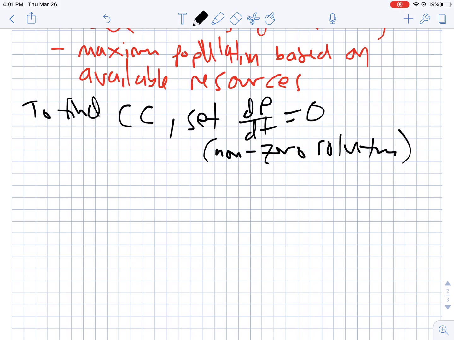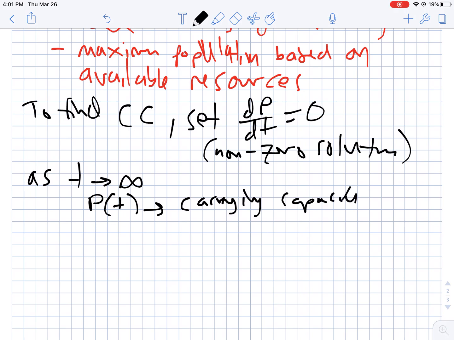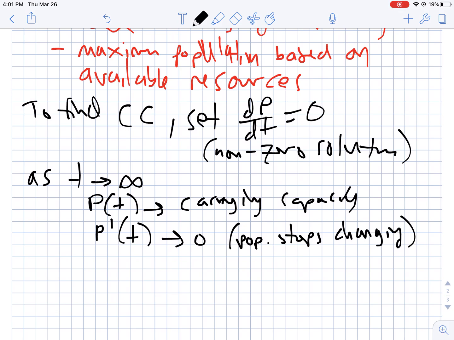Okay, so let's go on and talk about a couple other things. As t goes to infinity, so as you go on infinitely long in these models, your p of t is going to go to your carrying capacity, or your CC if you want. And your p prime of t is going to go to 0. Like we were saying, basically the population stops changing. The birth rate and the death rate are going to be roughly equivalent at that point.